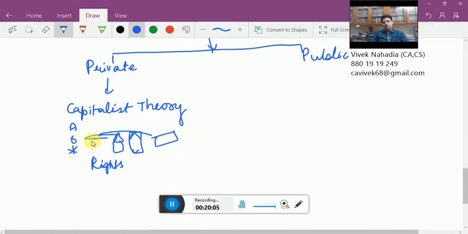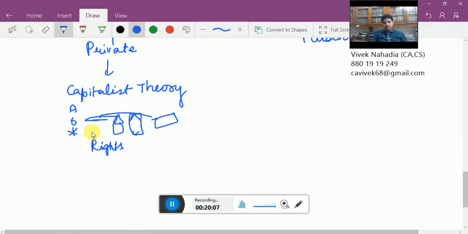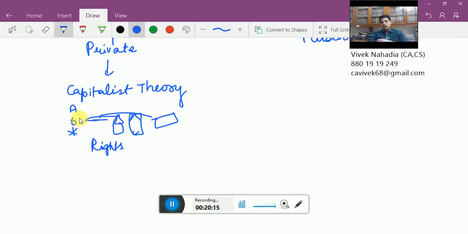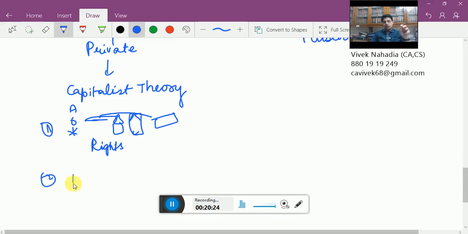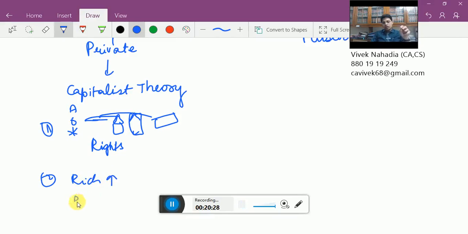So what is capitalist theory? Capitalist theory is that a person, out of his knowledge and experience, can acquire any property and the legal rights for it. And the main disadvantage of this theory is that the rich will grow richer and richer, and the poor people will remain poor.